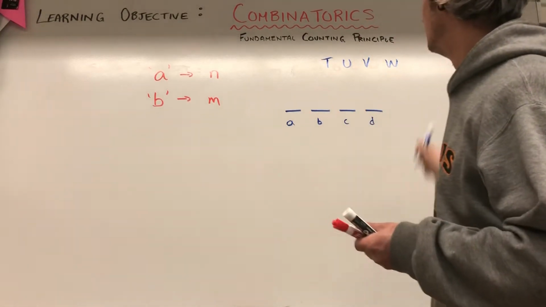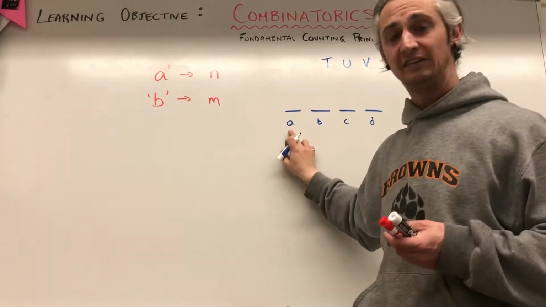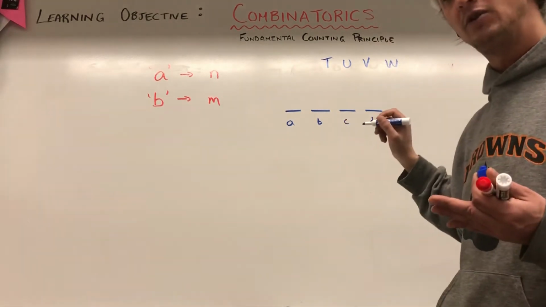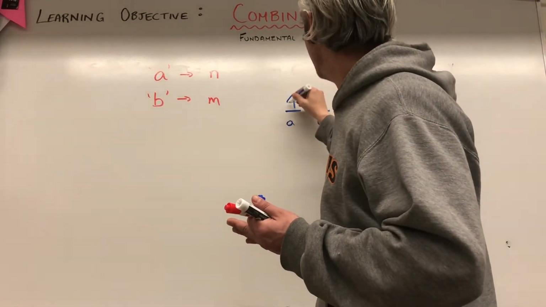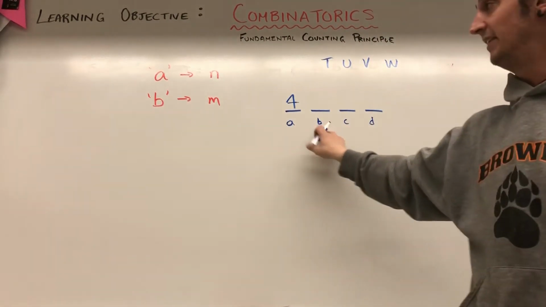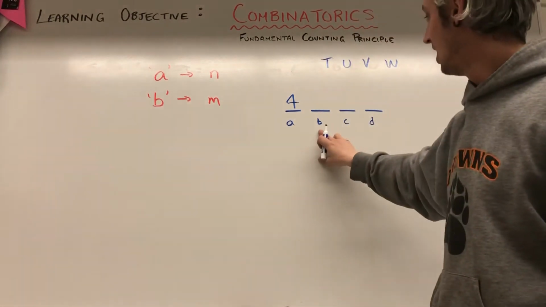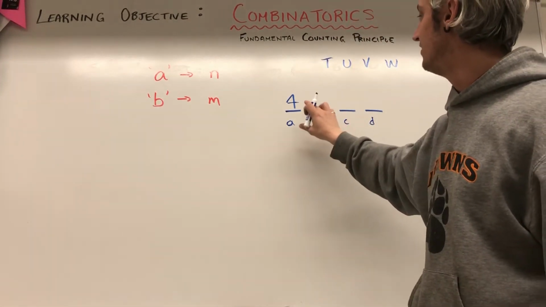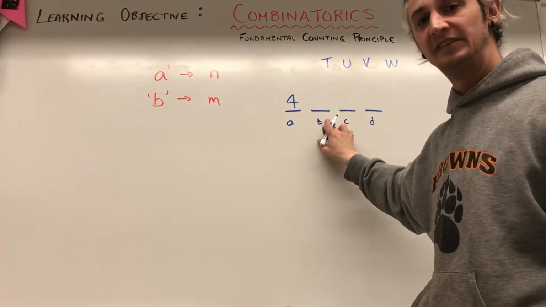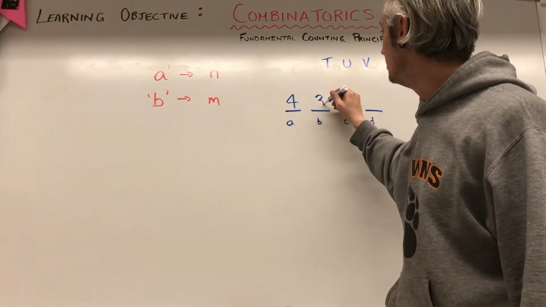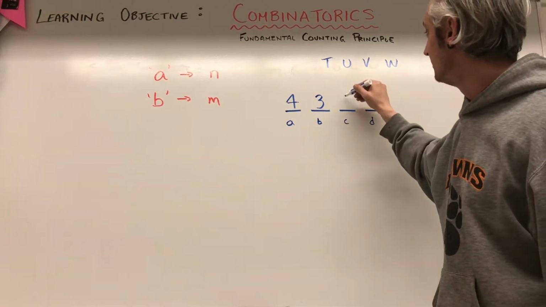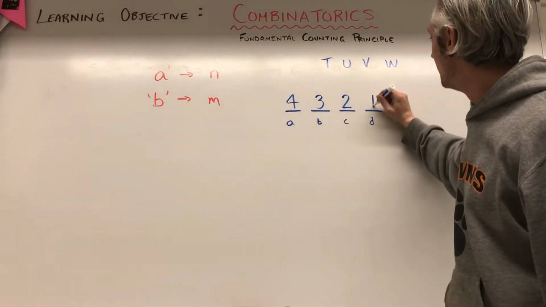So this is my first task, choosing the first letter that's going to go in the first slot. I can do that four different ways, I can choose from four letters. The next task, we'll call that task B. If one of the four goes here, how many letters am I allowed to choose from for the second task? It's going to be three. For C, there are only going to be two letters left, and for D, only one letter left.